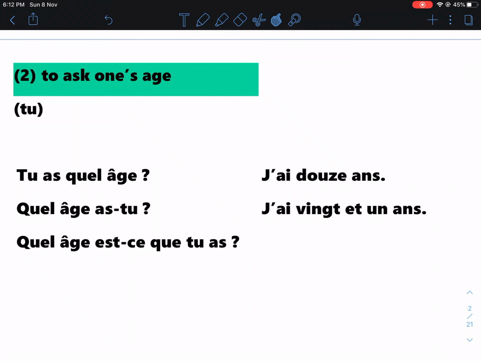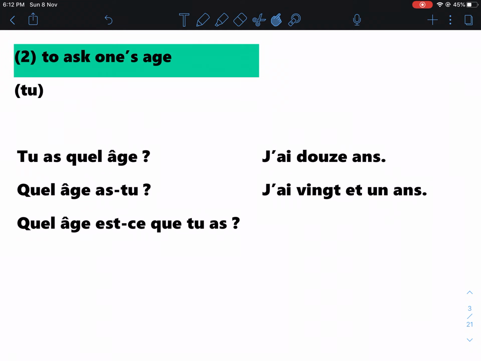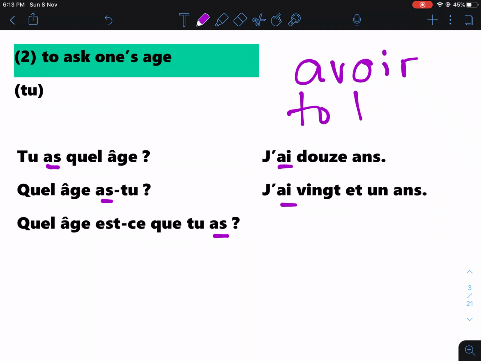Okay, this is to ask one's age, right? In chapter 2, you have learned the verb avoir. Okay, when telling people our age, we have to use this verb avoir. So you have the verb avoir here, here, here, here, and here. All of this comes from the verb avoir, and avoir here means to have. Well, in English you say I am 20 years old, but in French you say I have 20 years. All right. Okay, now let's look at these questions and answers.